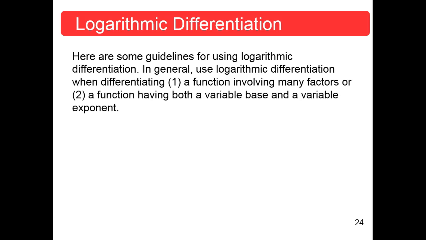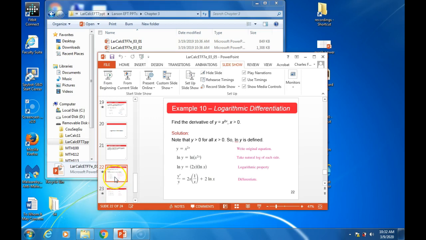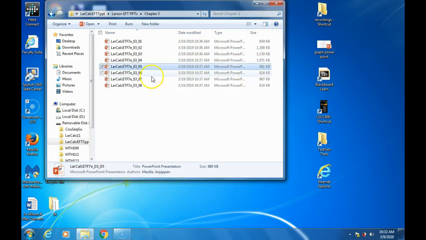instances where log differentiation is usually a very good idea, especially if it's y is equal to something. Because the derivative of the log of y is y prime over y, and then you just have to remember that last step, multiplying back by y. All right, that now is the end of 3.5. About ditched it before I saw there was one more slide.